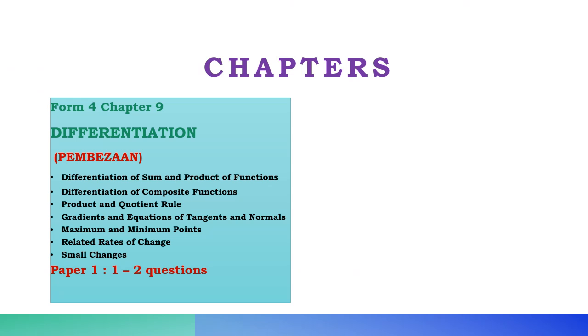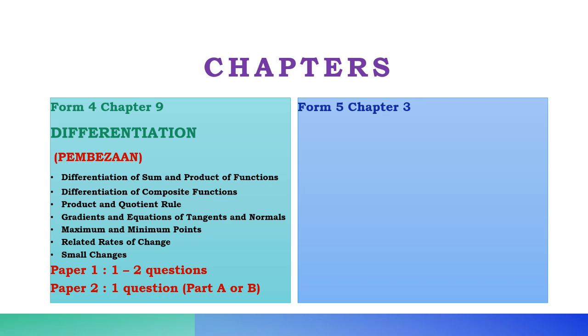And in your SPM, there's always one or two questions from this chapter in paper 1. In paper 2, there's always one question, is either in part A or part B. Whereas a chapter from Form 5, there's chapter 3 integration, which is a link with the differentiation, the reverse process.